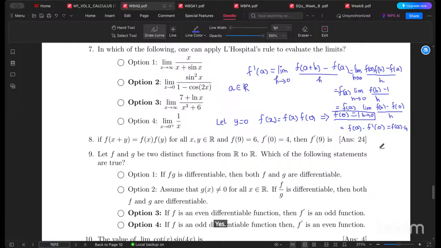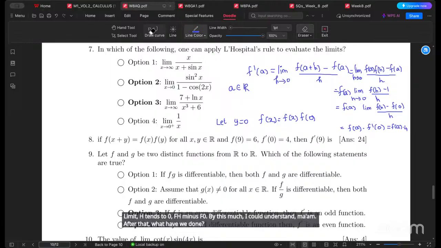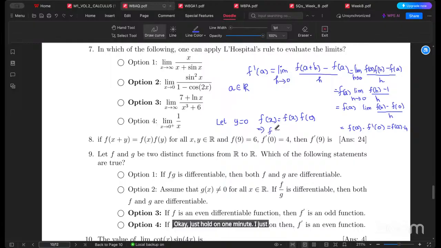Ma'am, I've lost the track. I could understand that f of a limit h tends to 0, f of h minus f of 0 by h. This much I could understand, ma'am. After that, what have we done? Okay, just hold on one minute. I just felt that it's confusing to have that one here.